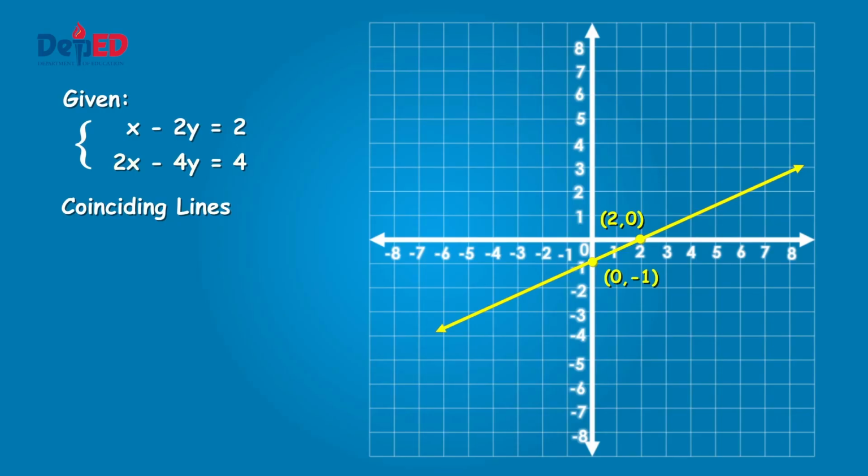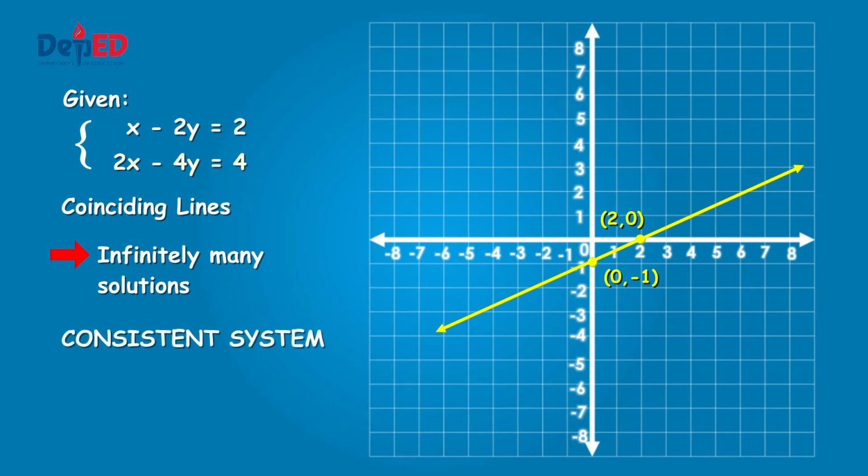Knowing that a line has infinitely many points, we can say that the system of linear equations has infinitely many solutions. Since we were able to find solutions to the system, we call it a consistent system. More specifically, a dependent system, because there are infinitely many solutions.